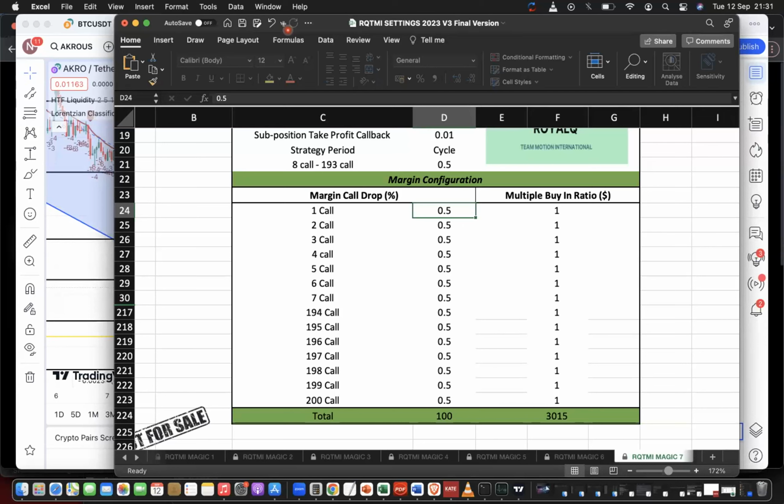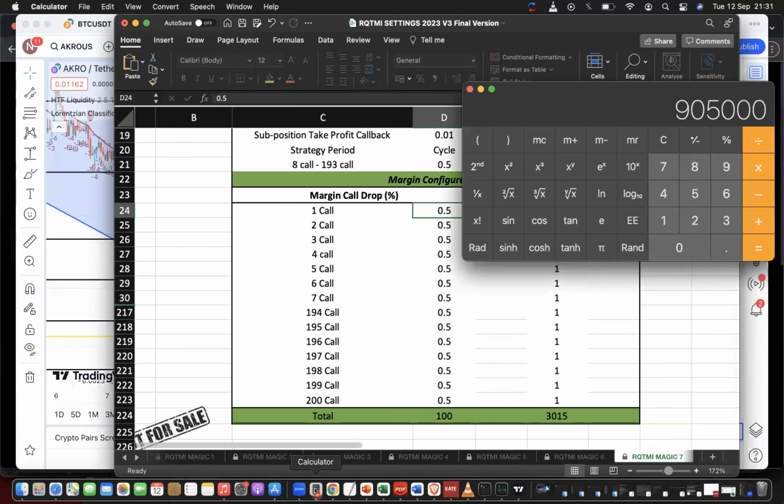But because we're in a bearish market, we say let's not do 0.3 for now. Let's use 0.5, because 0.3 buys multiple times at the same time, and before you know what's happening, a market movement of 40% and you've almost gone through all of your 200 margin calls. If you look at this closely, this is 0.5, and there are 200 calls.